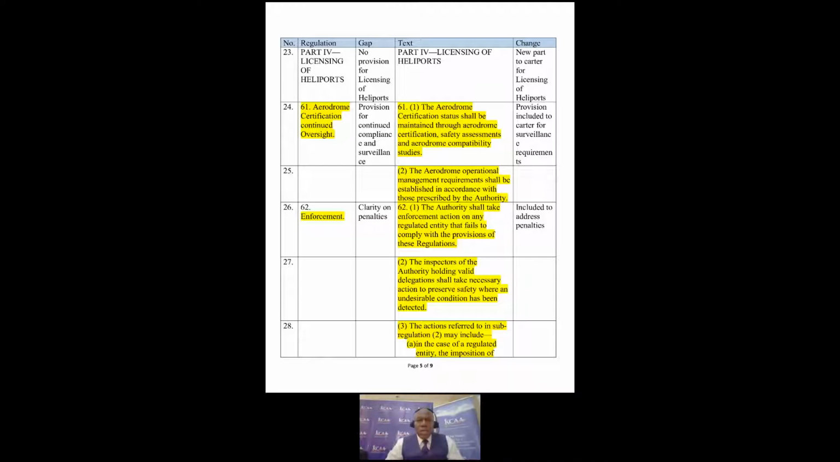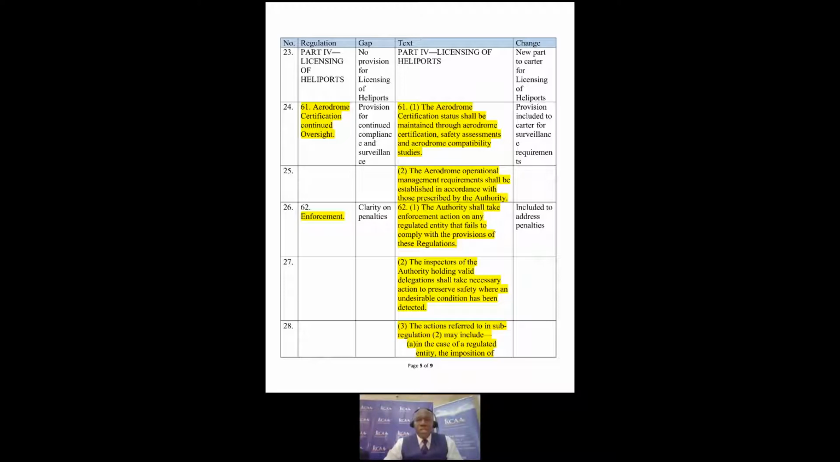Regulation 61 on aerodrome certification continued oversight has also been provided for. This is provided for to give guidance on continued compliance and surveillance, continued compliance by regulated entities or aerodrome operators, and surveillance by the authority.